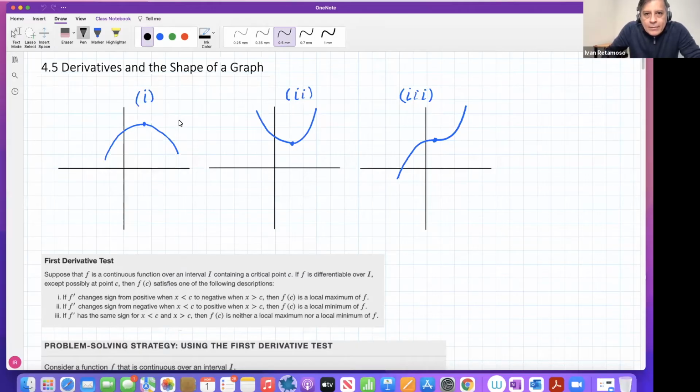Great, it's recording now. Today we're going to talk about section 4.5, derivatives and the shape of a graph.